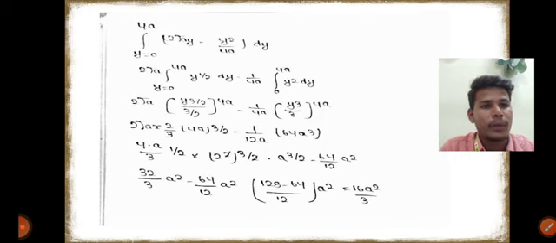Integrating: 2 root a times y to the 3 by 2 over 3 by 2, minus 1 by 4a times y cubed over 3, from 0 to 4a. This gives 2 root a times 2 by 3 times (4a) to the 3 by 2, minus 1 by 12a times 64a cubed. Simplifying, we get 32 by 3 a squared minus 64 by 12 a squared, which is 128 minus 64 by 12 a squared.